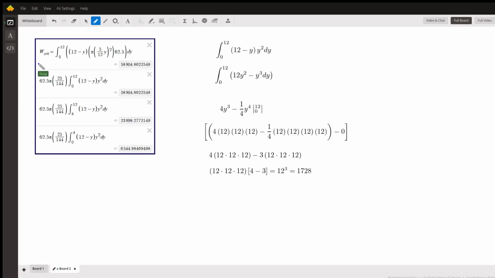So here's what that looks like. Here's the work for, again, all of the water. Here's the definite integral with all the constants moved out front. And then for part A, 4 feet of water when the tank is full, 8 to 12.